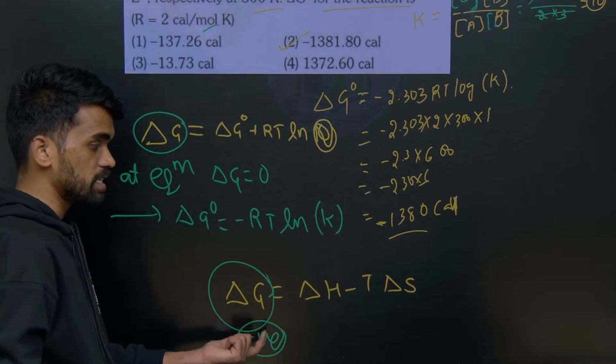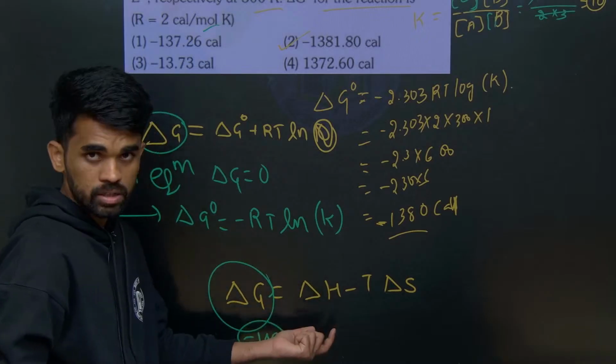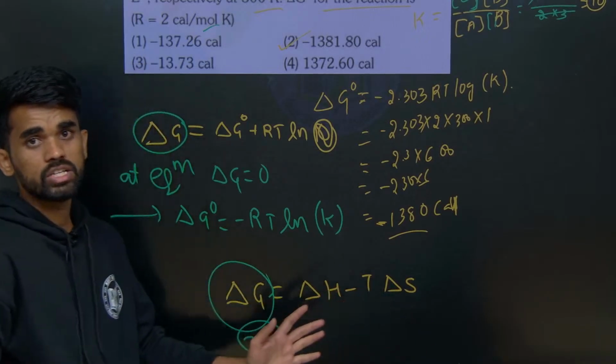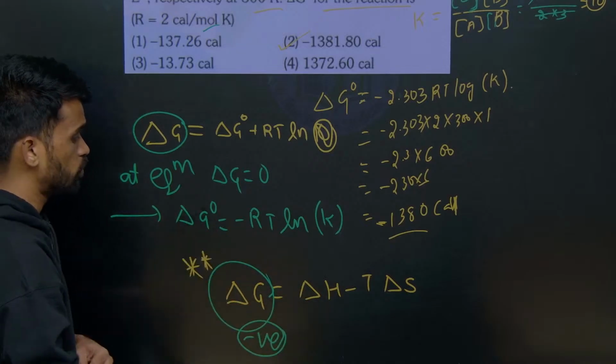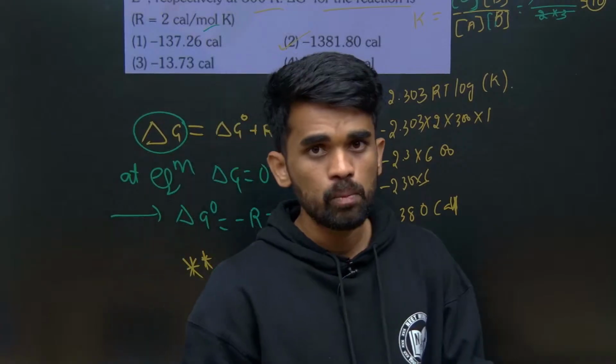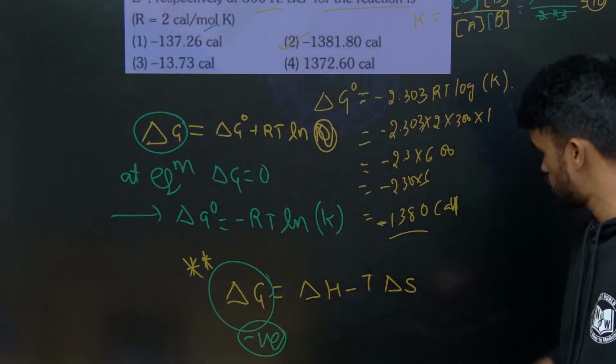In order to make this negative, delta H can be what? Delta S can be what? What are the conditions it can be? So based on this equation also you can expect a question. Okay, so we can call this the spontaneity of a process. You can focus on this topic also.